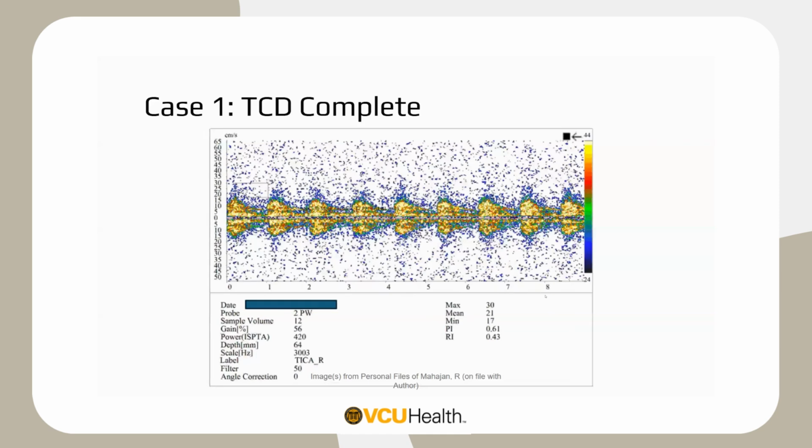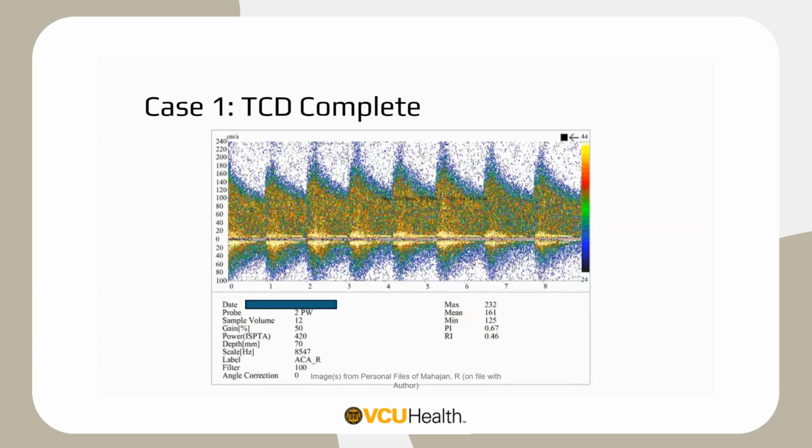The right terminal ICA, it's a similar story as the MCA. The velocity is quite low, the PI is normal, the flow direction is in the expected direction. And then the right ACA, we see screaming high velocities, the velocity of 161 in the right ACA. And again, the flow here now is towards the probe, which is retrograde to the expected direction. So we have reverse flow in the right ACA with a very high velocity.